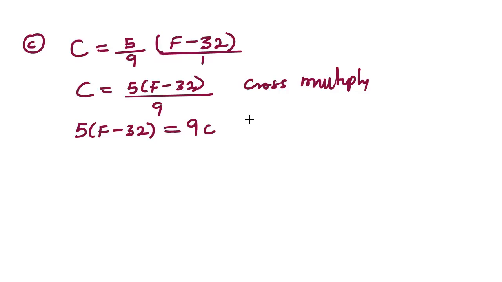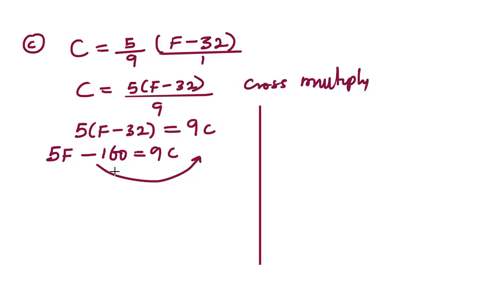Perhaps somebody may like it, so let me split this page so that I can do it in those two ways. The first way is I want to open the bracket. 5 times F will give us 5F, then 5 times minus 32 will give us minus 160. Minus 160 is equal to 9C. So minus 160 has to come to this side so that 5F will stand alone. So we have 5F will now give us 9C plus 160, because it's minus and it's crossing the equality sign.